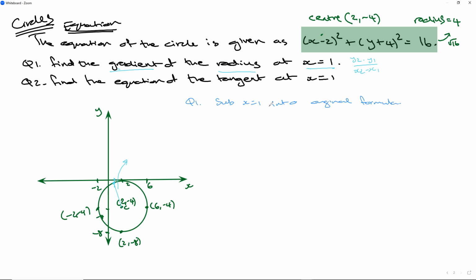And once I've done that and I substitute x equals 1, I'm going to get (1 minus 2) squared plus (y plus 4) squared equals 16. That's negative 1 squared, which is 1. Minus from the other side becomes 15. So (y plus 4) squared equals 15. And then I square root both sides. So y plus 4 equals plus or minus the square root of 15. Y equals 4 plus or minus the square root of 15, getting me two possible solutions for y.